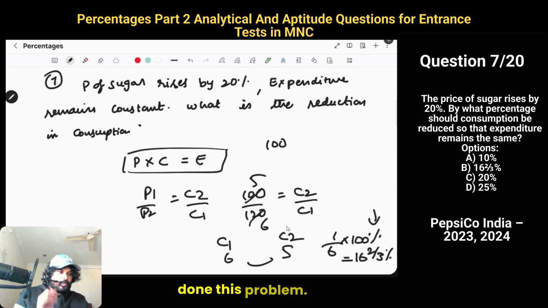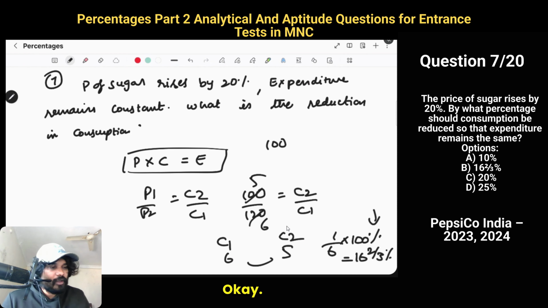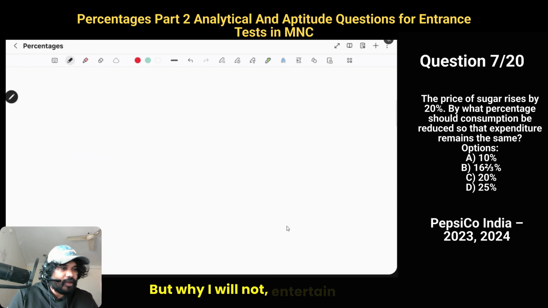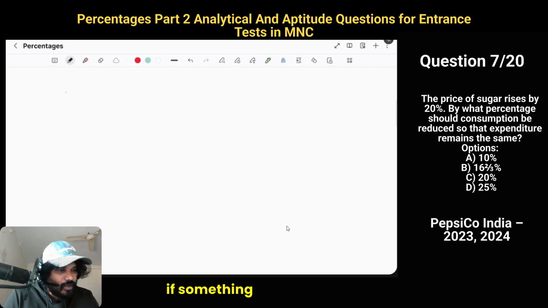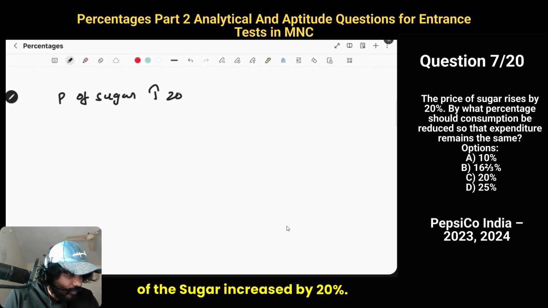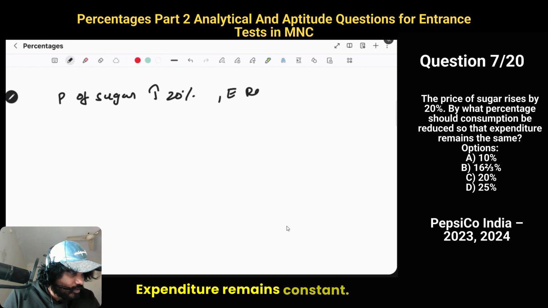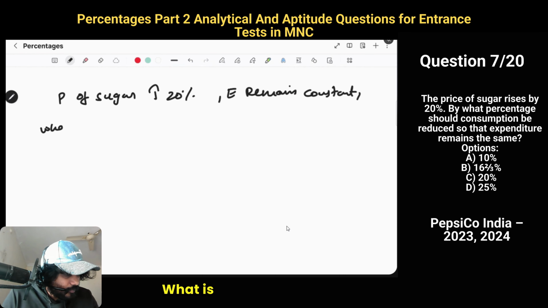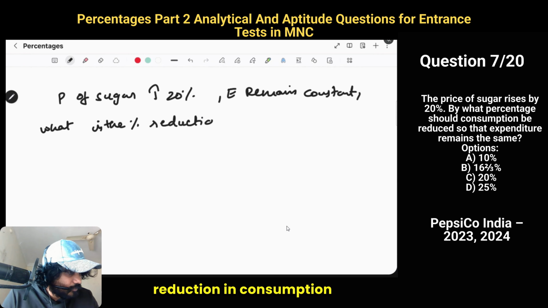We have already done this problem. Okay. And you have a shortcut to solve this problem. But why I will not entertain shortcuts is there'll be a lot of shortcuts and you might forget all the shortcuts. The shortcut would be, if something like the price of the sugar increased by 20%, expenditure remains constant, what is the percentage reduction in consumption?